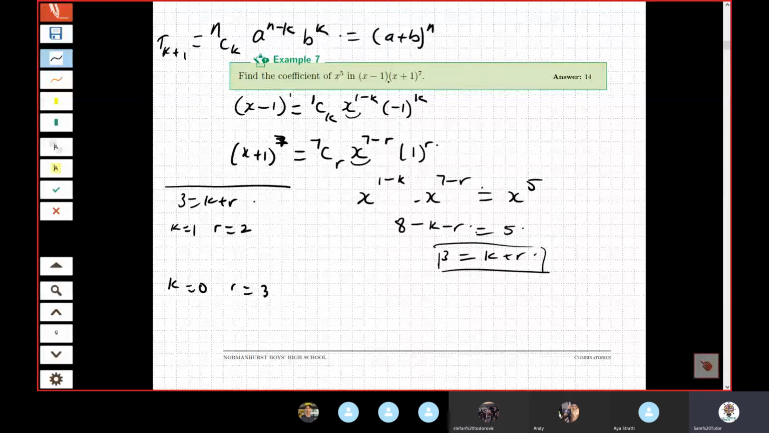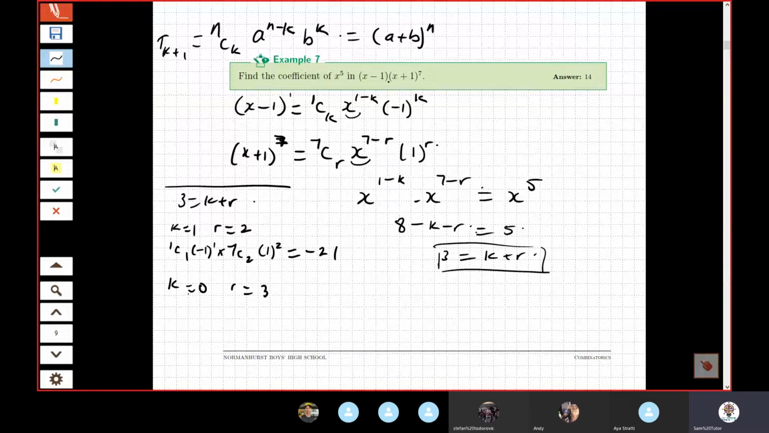So do we agree that these are the only two cases? Yes? Okay. Therefore, when k is 1, you're going to get 1 choose 1, times minus 1 to the 1, times 7 choose 2, times 1 to the 2. And what's the answer to that? That should be 7 choose 2 times negative 1, which is negative 21. Yes?